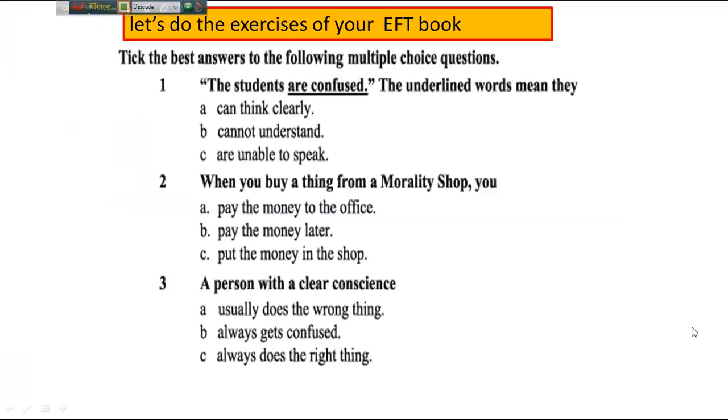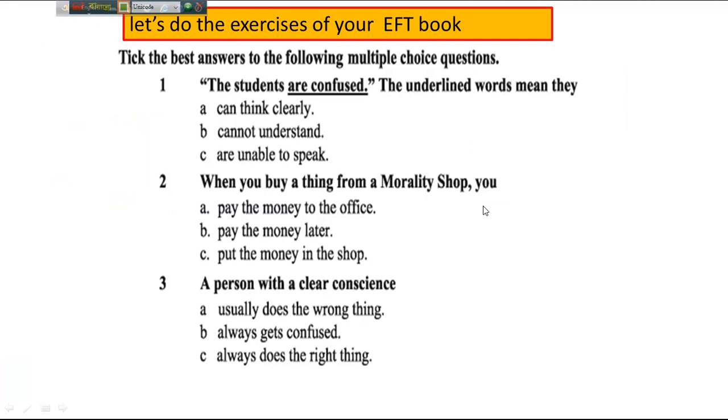Now all of you look here. Let's do the exercises of your EFT book. This is given in section A. After the text, pick the best answers to the following multiple choice questions. There are 3 questions, and for each question, there are 3 choices. The students are confused. The underlined words mean they can think clearly, they cannot understand, are unable to speak. All of you, try to find out the correct answer here.